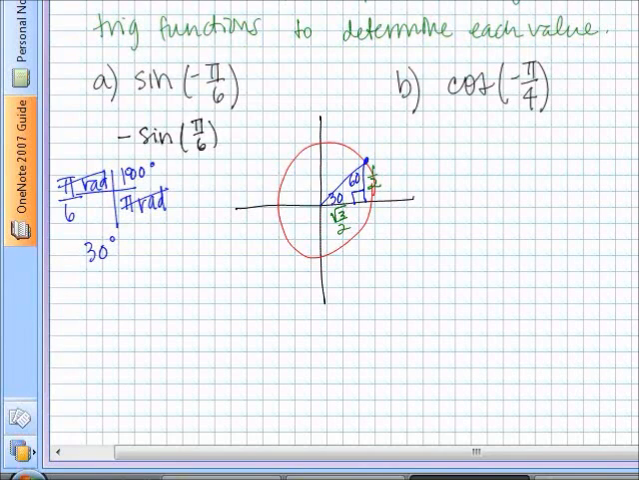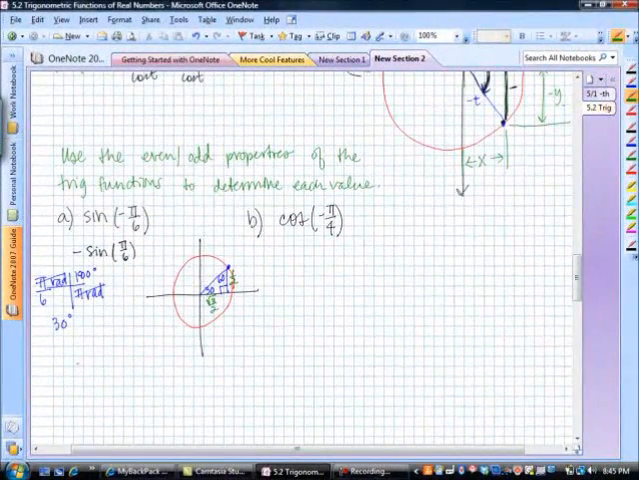So our answer is going to be the negative of the sine of pi over 6. Remember, the sine is the y value. So this is going to be the negative of the y value here, which is negative 1/2.